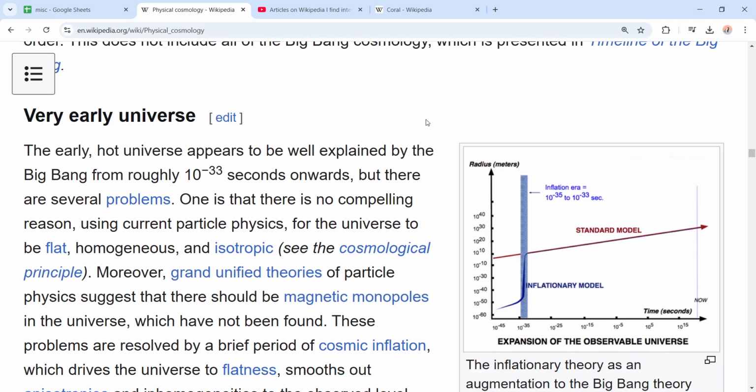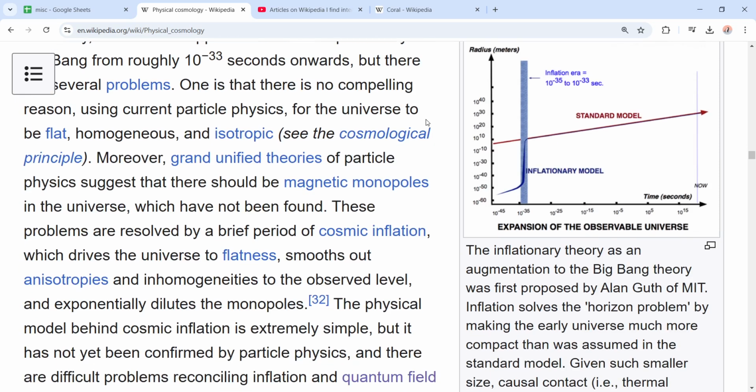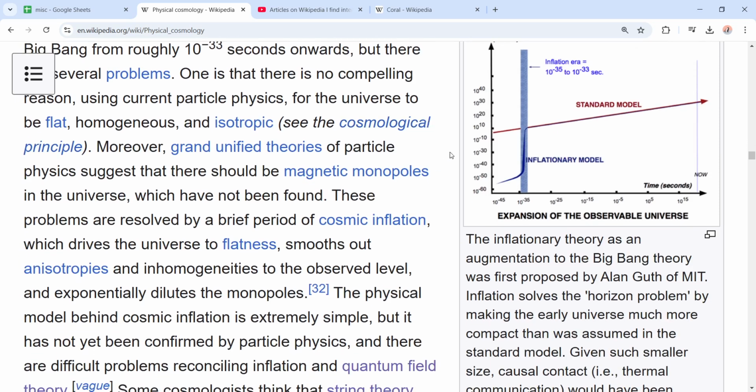Very early universe. The early hot universe appears to be well explained by the Big Bang from roughly 10 to the minus 33 seconds onwards, but there are several problems. One is that there is no compelling reason, using current particle physics, for the universe to be flat, homogeneous, and isotropic. See the cosmological principle.